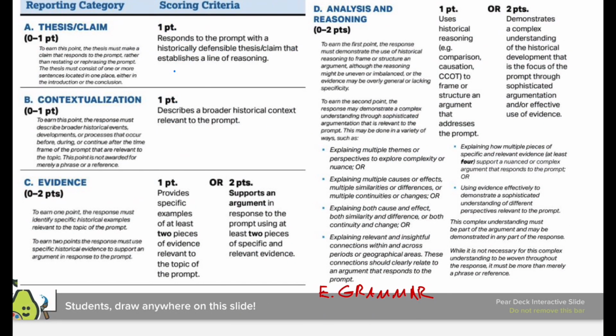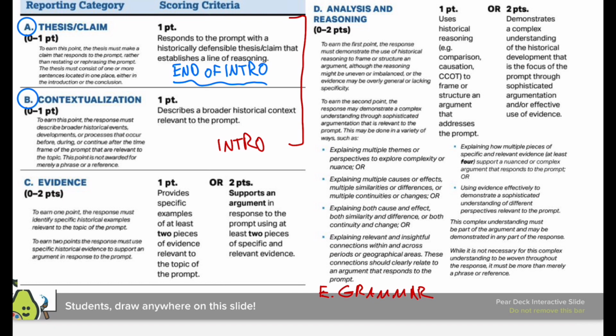So this is the rubric for the LEQ. The first 2 points here are in the intro paragraph. So you have the thesis statement and the context statement. Okay, so on your Pear Deck, if you're following along with this, these would be the points on the rubric that you would circle or highlight in blue, because they belong in the intro. Now the thesis needs to be at the end of the intro paragraph.